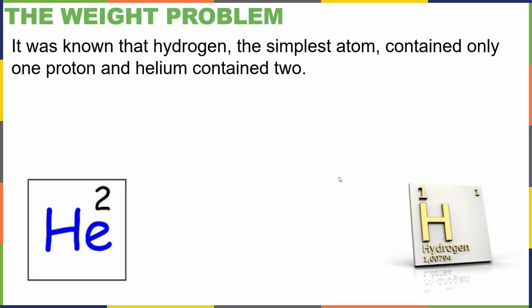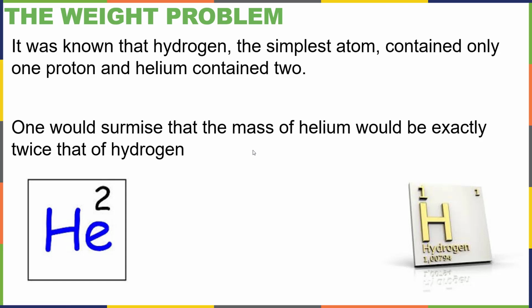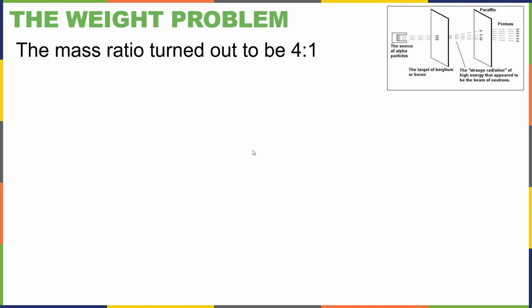Here's what I mean. It was known that hydrogen, the simplest atom, contained only one proton, and that helium, the second simplest atom, contained two protons. That is, the atomic number of hydrogen is 1, as you can see here, and the atomic number of helium is 2. And so you would surmise that the mass of helium would be exactly double that of hydrogen, because it has, well, at least they thought it had, double the particles. But guess what? That's not the case. In fact, it was determined that helium weighed 4 times that of hydrogen, even though it allegedly only had double the particles.